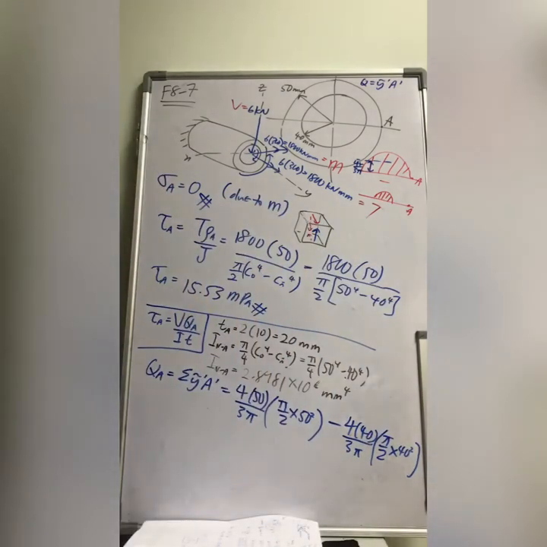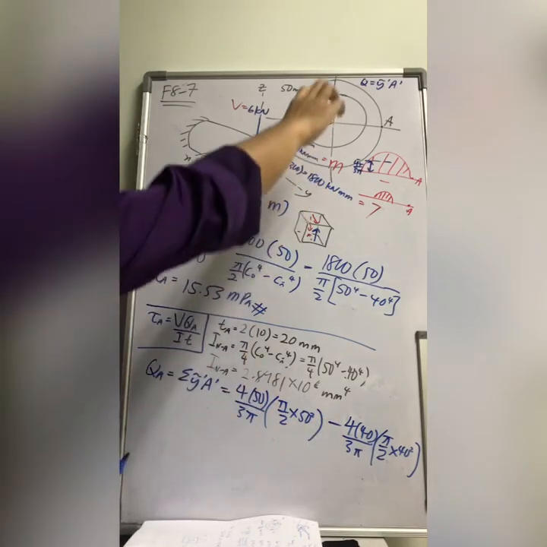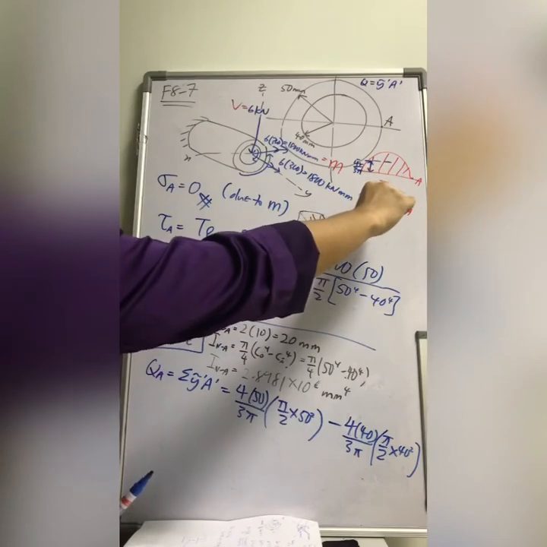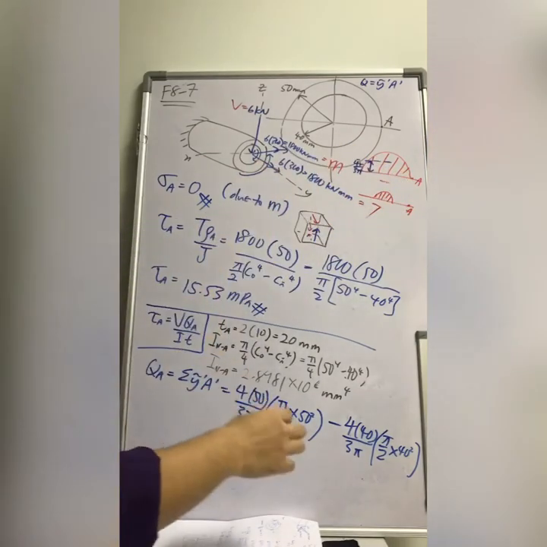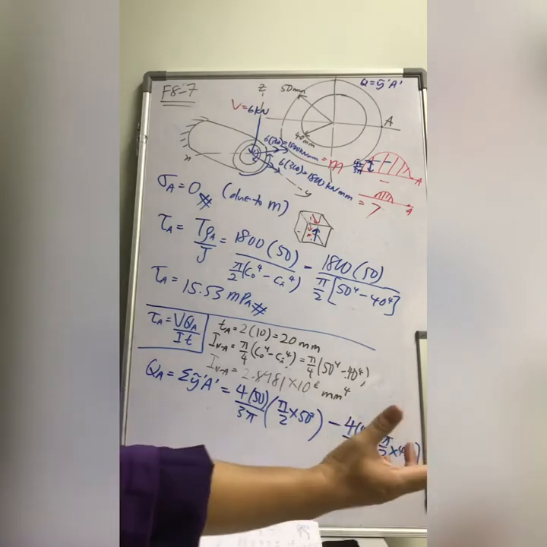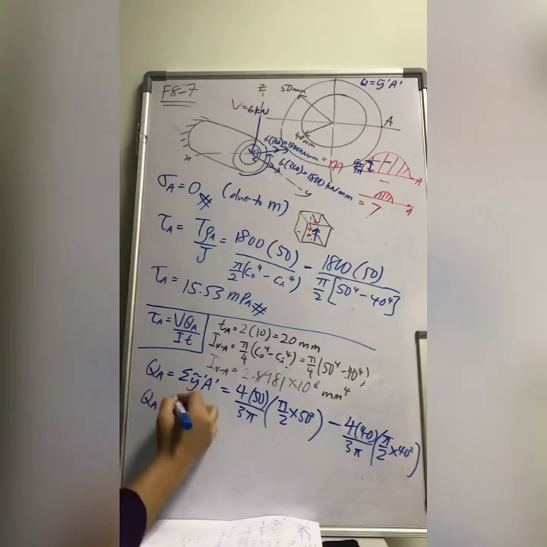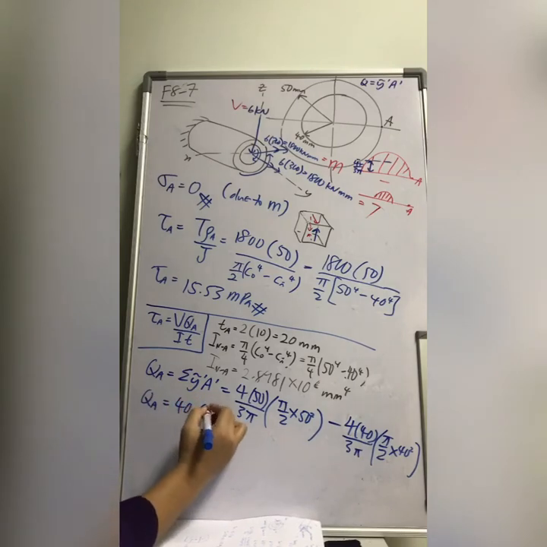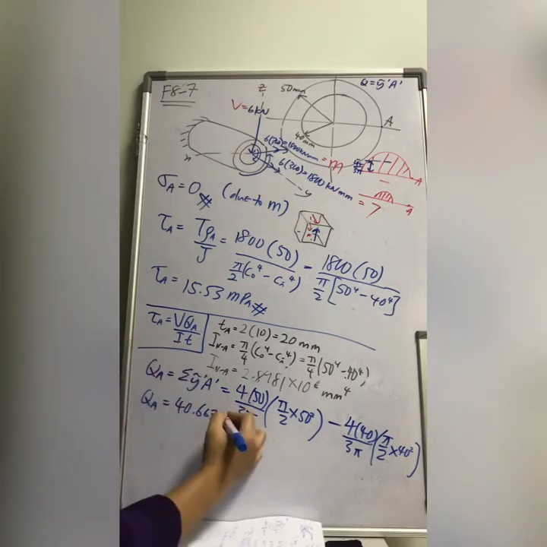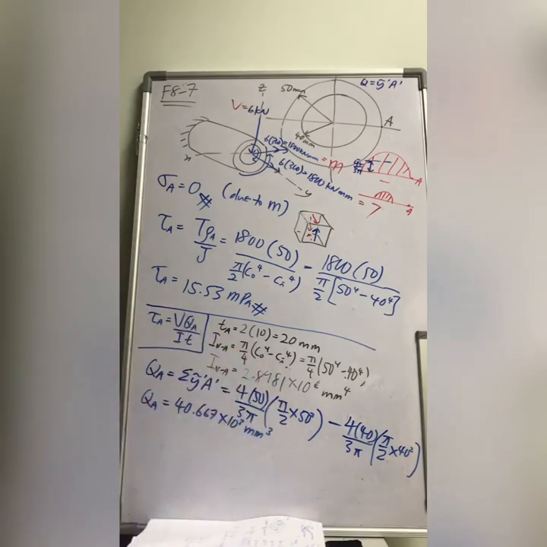Is it okay? Same formula, but this one is for 50 millimeter, and this one is 40 millimeter. And you have to subtract this out because this is negative area, negative Q, basically. Okay, so you will get your QA to be 40.667 times 10 to the power of 3 millimeter cubed.